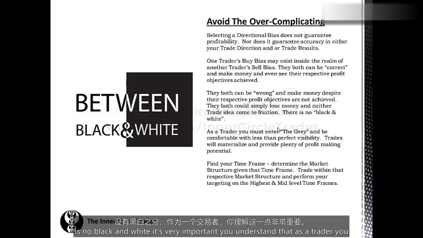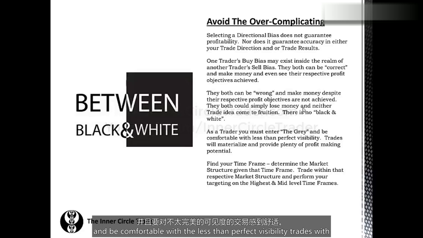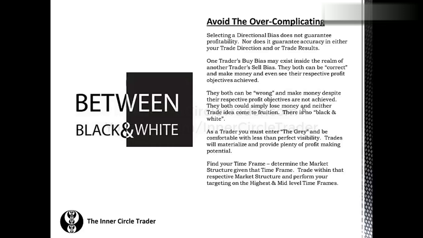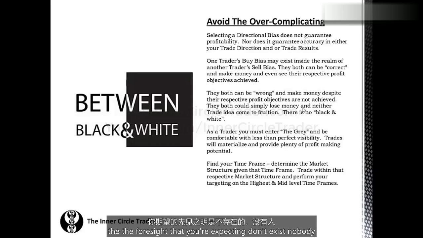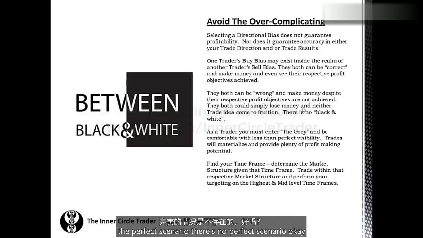There is no black and white. It's very important you understand that. As a trader, you must enter the gray and be comfortable with the less than perfect visibility. Trades with the foresight that you're expecting don't exist. Nobody has a crystal ball. I don't have it. I'm still trading on the probabilities, not the perfect scenario. There's no perfect scenario, okay?